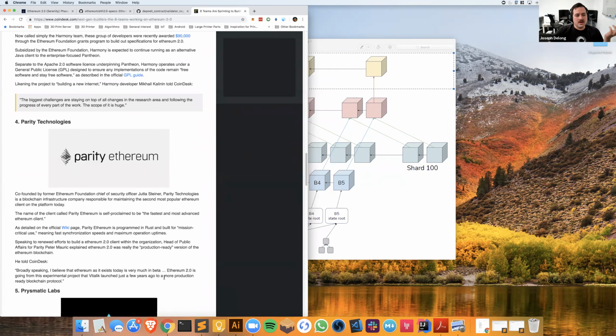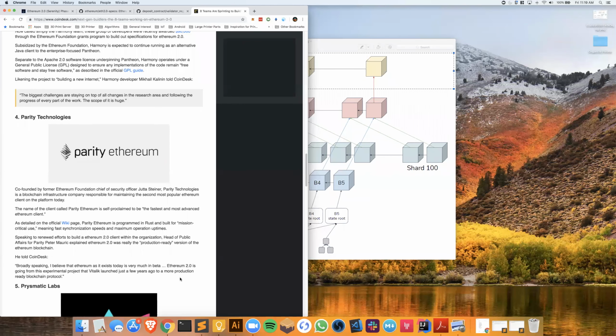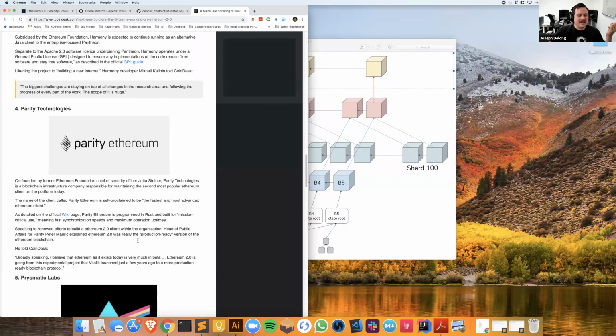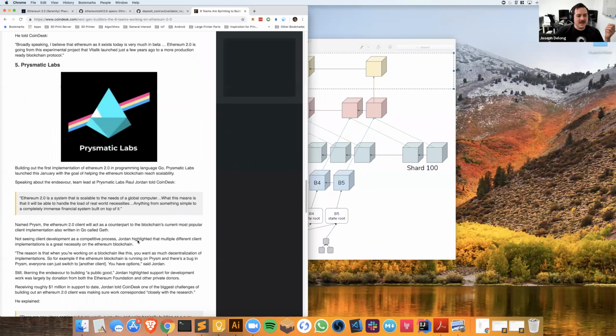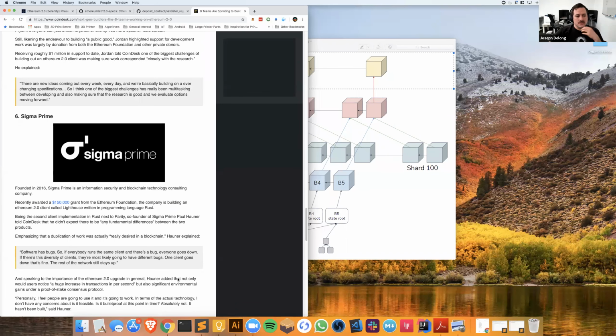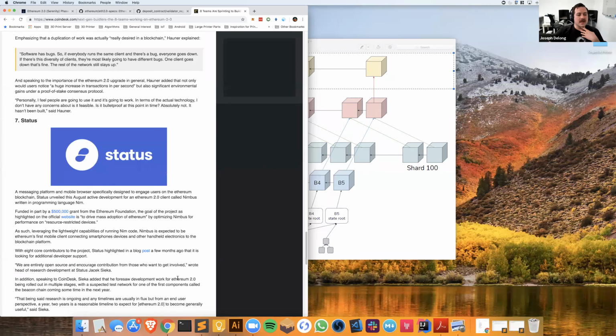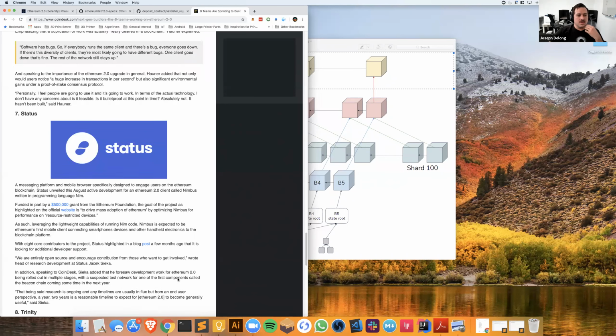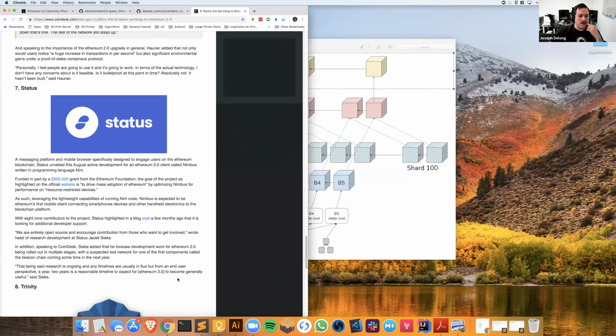Parity, I just met an ETC dev who's working on the Parity client. Yeah, exactly right. So there's Pry Labs, and Sigma Prime is working on a Rust client. Status, I forgot Status. They're working on libp2p, I thought.